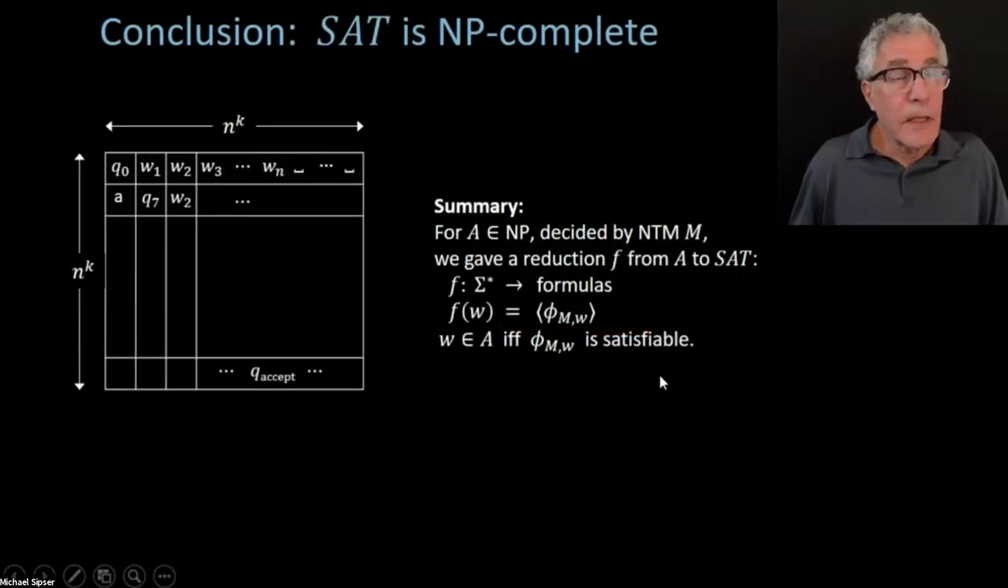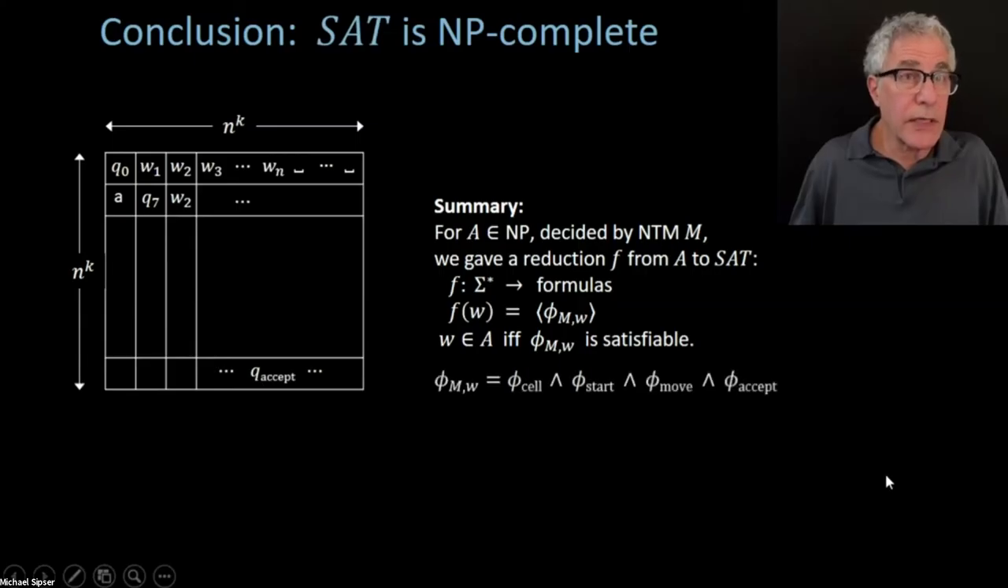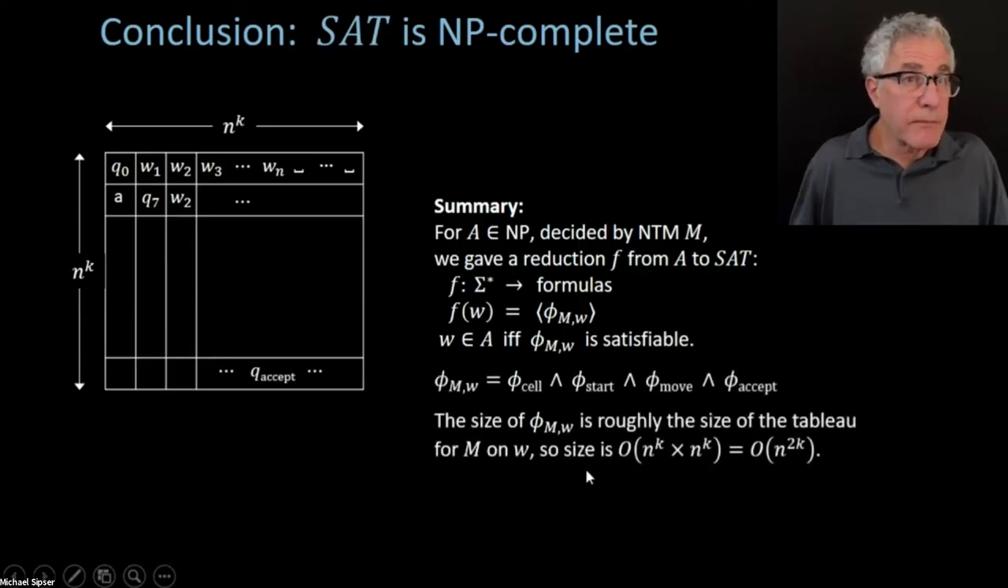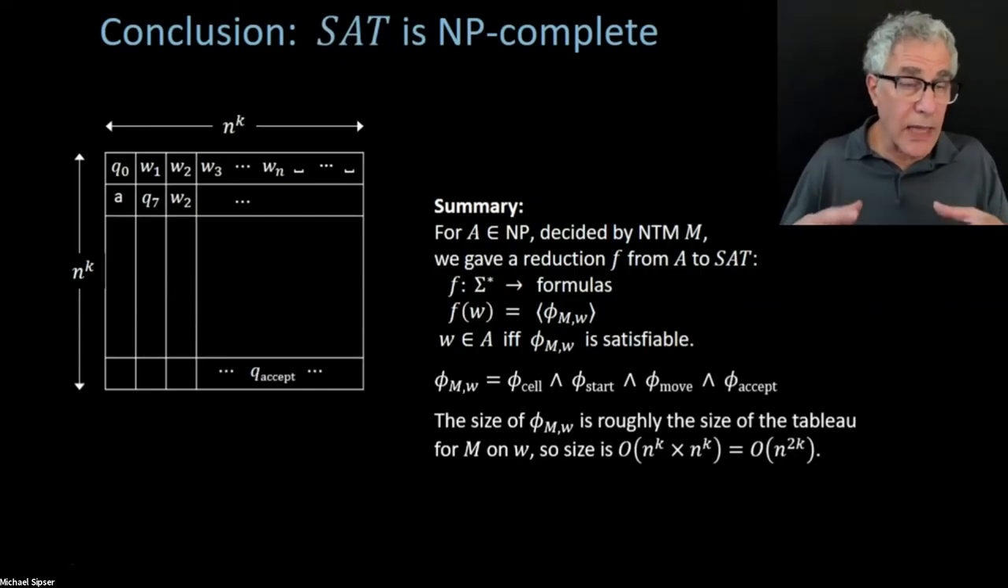So in summary, we gave a reduction from A to SAT. This is what we needed. It was in those 4 pieces. And you really just need to argue that the formula we're building is not too big. It's going to be basically the size of the Tableau. The number of variables is roughly the size of the Tableau. And the amount of logic that we're putting into the formula is also going to be a fixed amount of logic, independent of n, for each of the variables in that Tableau.